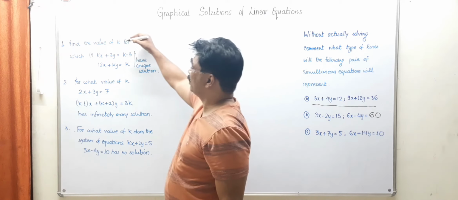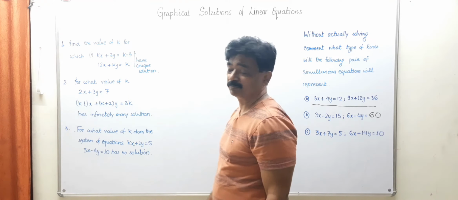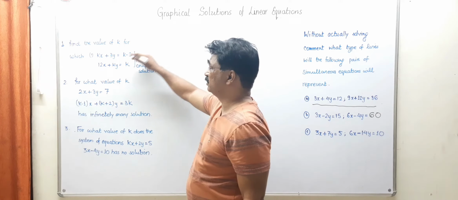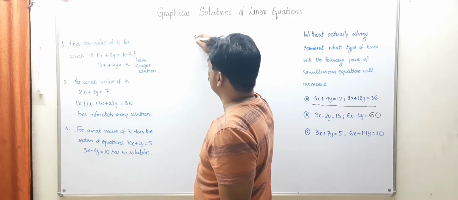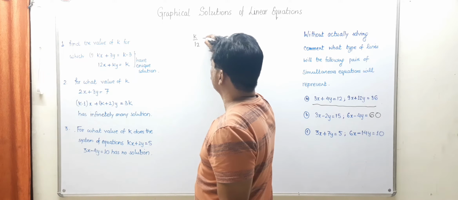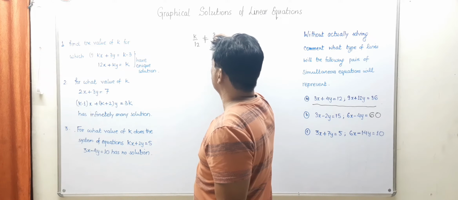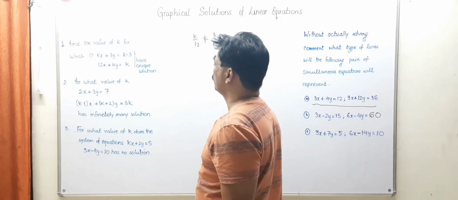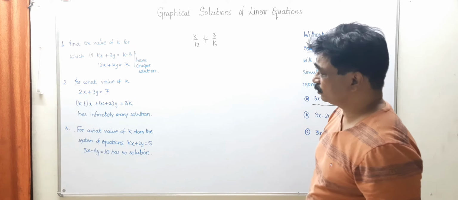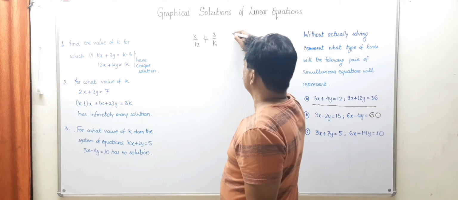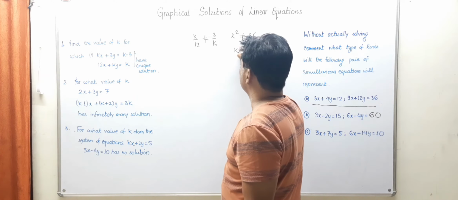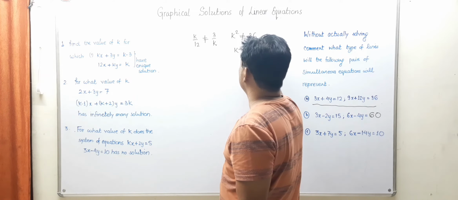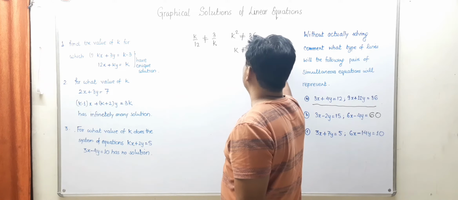Now they are telling find the value of k. This came in 2019. Find the value of k for which these two equations will have unique solution. So for unique solution, what will happen? k by 12, that is a1 by a2, should not be equal to b1 by b2. That means k square should not be equal to 36. That means k should not be equal to under root 36. That means either plus 6 or minus 6.